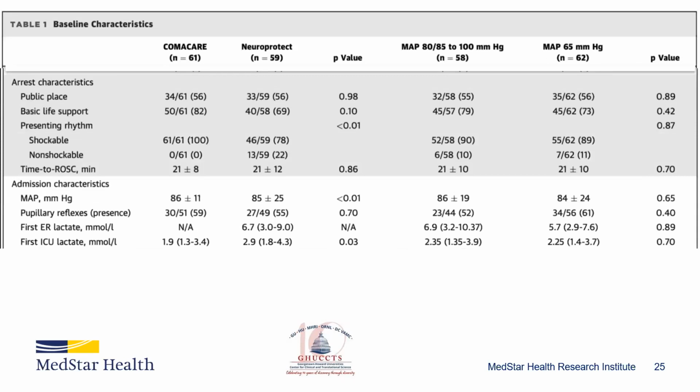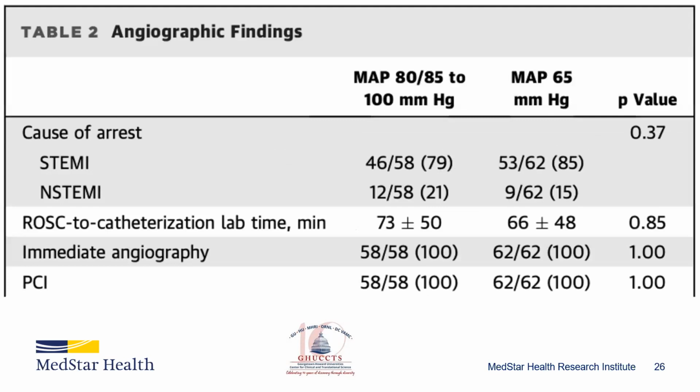they continue table 1 with more baseline characteristics, and you can see that they've continued to do hypothesis testing for each of these variables. So you really have a problem with multiplicity here. And then they also do the same thing with angiographic findings and calculate a p-value for those as well.